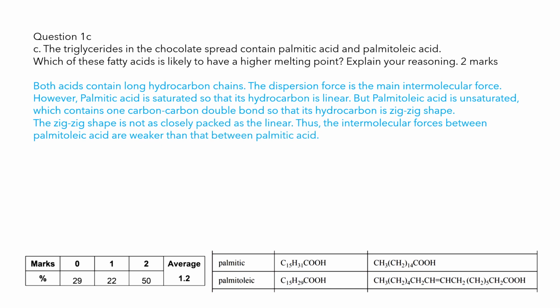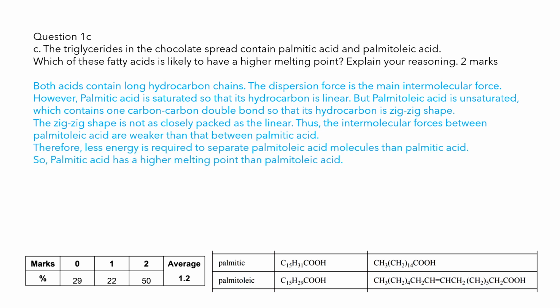Thus, the intermolecular forces between palmitoleic acid molecules are weaker than those between palmitic acid molecules. Therefore, less energy is required to separate palmitoleic acid molecules than palmitic acid. So, palmitic acid has a higher melting point than palmitoleic acid.